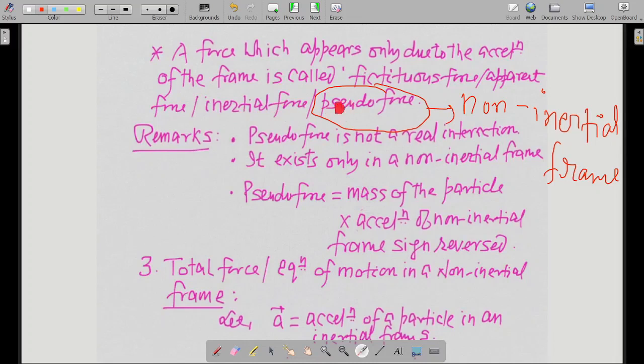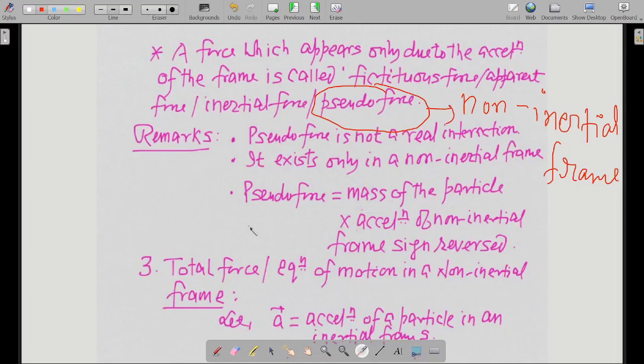Pseudo force is not called non-inertial force. Someone might confuse you, the examiner might confuse you. See, pseudo force is applicable in a non-inertial frame, so the student will think that it will be called non-inertial force, but that is not true. It will be called inertial force instead. So keep this thing in mind.